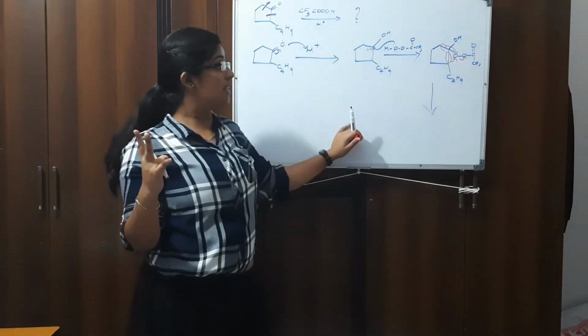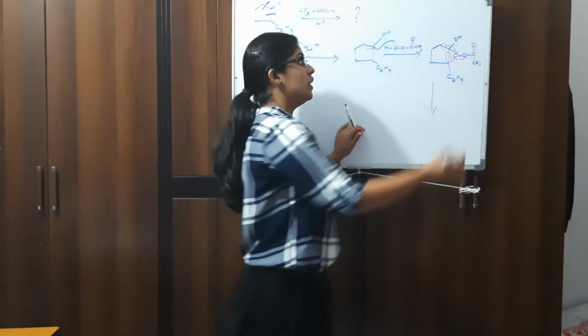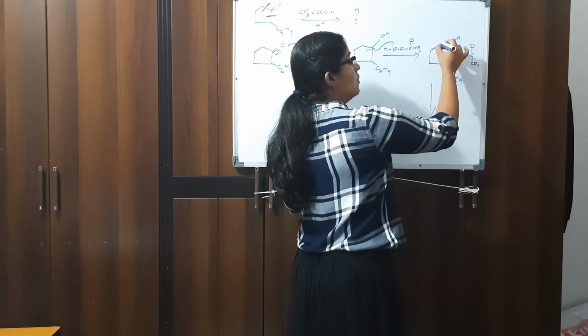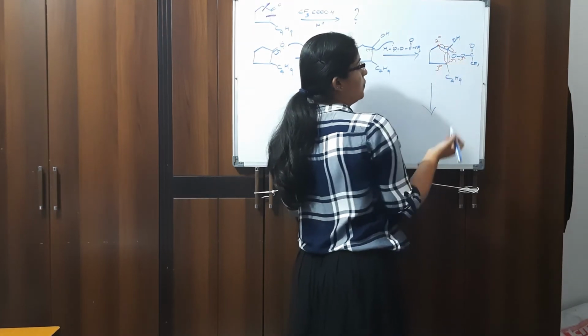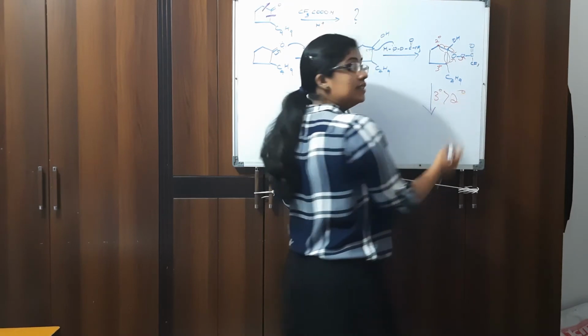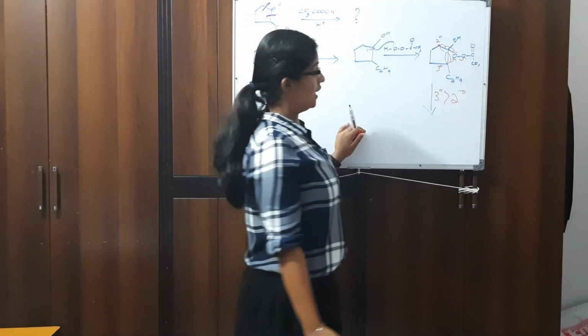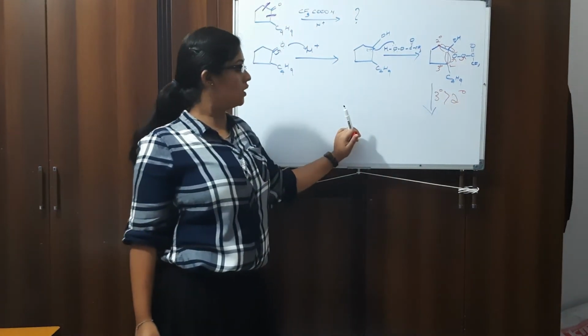Two possibilities are there. Out of the two possibilities, if you look here, you will find that this carbon is secondary while this carbon is tertiary. And we already know that tertiary has more preference over secondary. So in that case, it is this tertiary group which is going to move towards that oxygen.